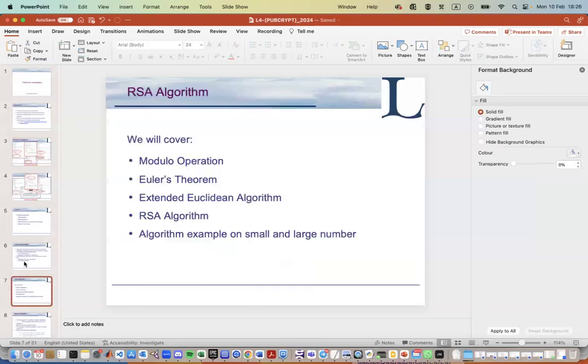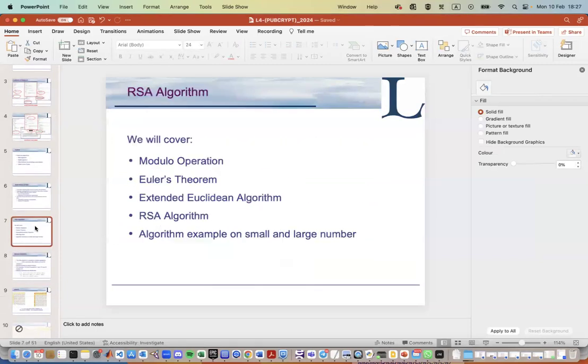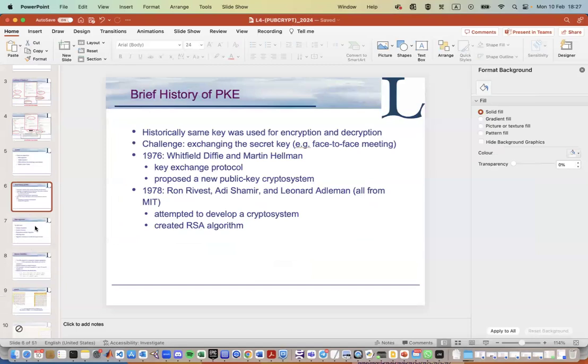But okay, so let's move on. So we talk about RSA, and RSA stands for Rivest, Shamir, Adelman. It's the first letters of the surnames of the inventors. The whole algorithm was invented back in 1978, and its strength is based on a so-called hard computational problem, which is the factorization of large numbers.